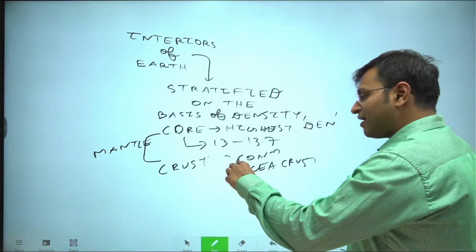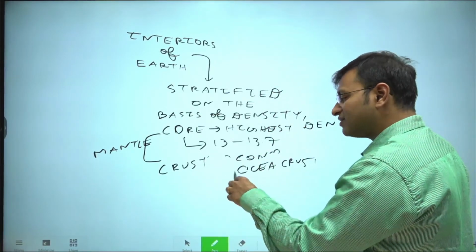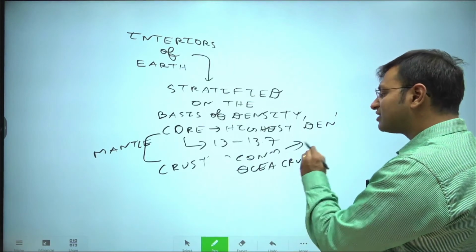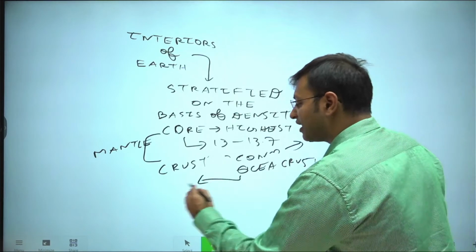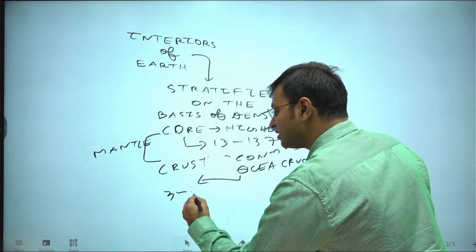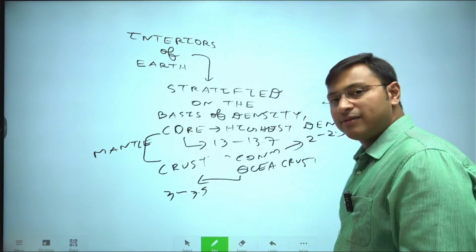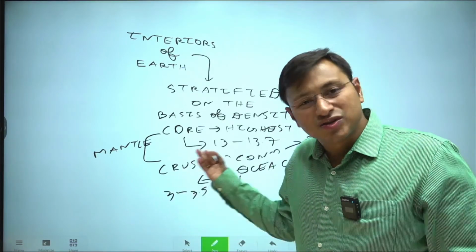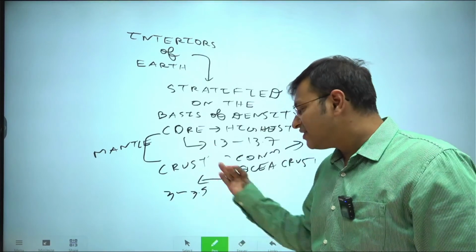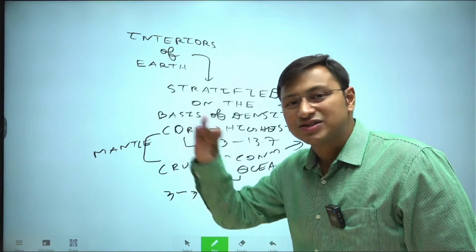So you have the continental crust and you have the oceanic crust. The continental crust will have a density between 2 to 2.5. The oceanic crust will have a density between 3 to 3.5. And mind you, only 25% of the Earth's crust is continental crust. That is, 75% of the Earth's crust is oceanic.